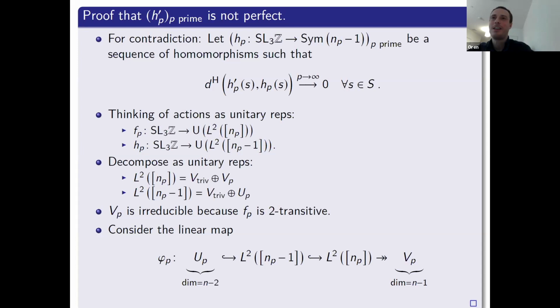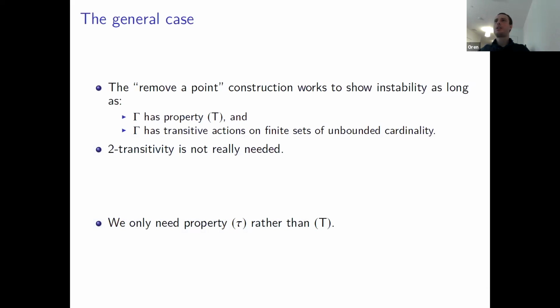Okay. So I just want to say that I showed you a sketch of a proof that I think works better in a talk, but actually I can use the same construction of removing a point if I just assume that gamma has property T and that it has transitive actions on finite sets which are as large as I want. What I used in the proof is that SL3Z has actions on finite sets which are as large as I want and in a two transitive way. But the two transitivity, while I did use it in the proof, you can actually give a more subtle proof that doesn't use two transitivity and it's still true.